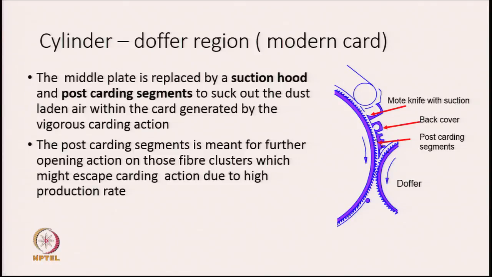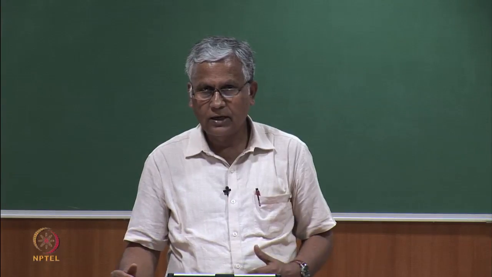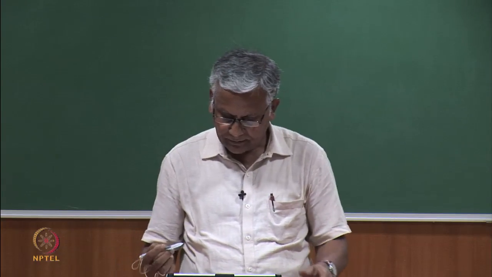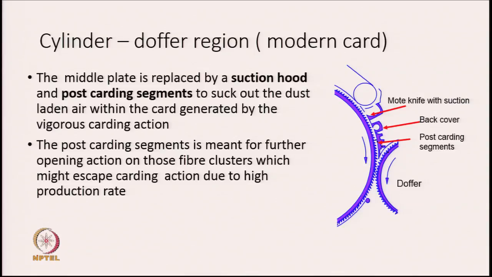As I said earlier, in this zone, in the case of a traditional card, we have 3 plates placed one after the other. In the case of a modern card, there is an additional thing over here, and what is it? The middle plate is replaced by a suction hood and post carding segments to suck out the dust laden air within the card generated by the vigorous carding actions.